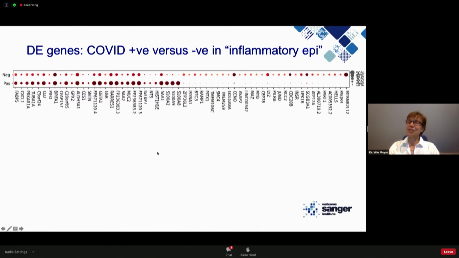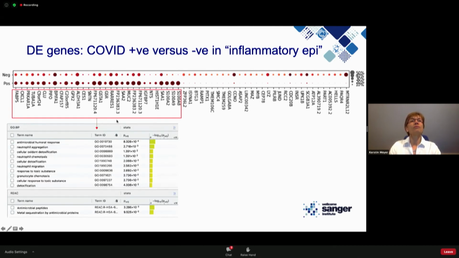But we really wanted to dig into a little bit more of these inflammatory epithelial cells. Ni Huang in our lab carried out differential gene expression and looked for genes that are upregulated in COVID positive versus negative cells. And you can see he found a panel of genes here. And when he used this group of upregulated genes in a GO-term enrichment analysis, the terms that came up were antimicrobial humoral response, then here neutrophil aggregation, neutrophil chemotaxis, neutrophil migration. So again, it really appears to be a cell type that is enriched and has a pivotal role in that neutrophil recruitment that we see.